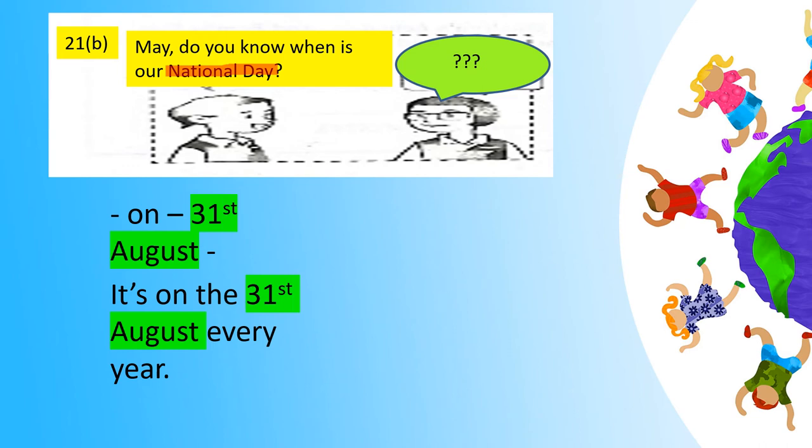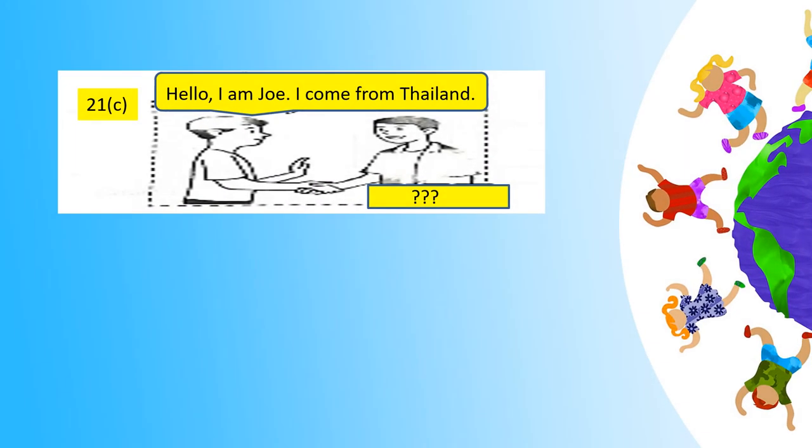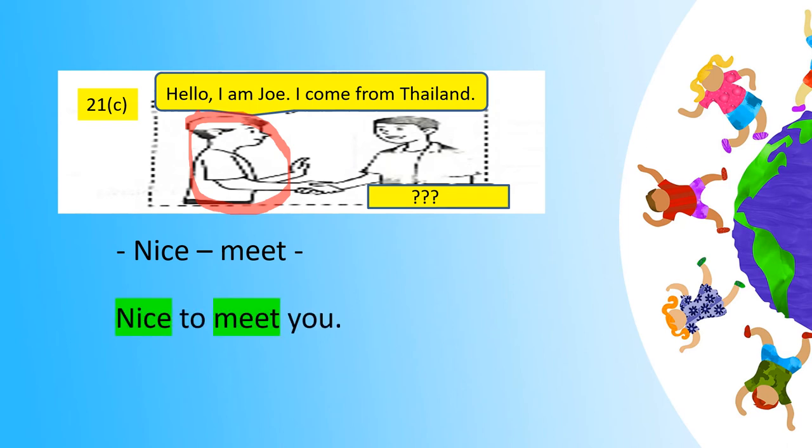Okay, and then the last one. Hi, hello, I'm Joe. I come from Thailand. Okay, so this is the first time you meet him. When you meet somebody for the first time, you can say nice to meet you. If you just say nice to meet, you can get one mark. The keyword here is meet. Okay? Okay, let's go to the next one.